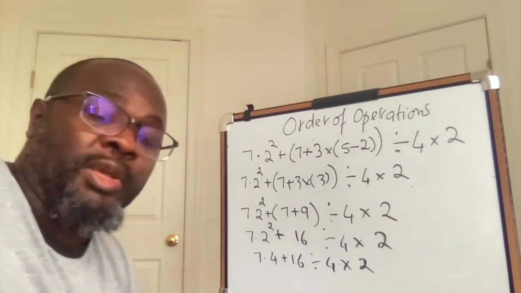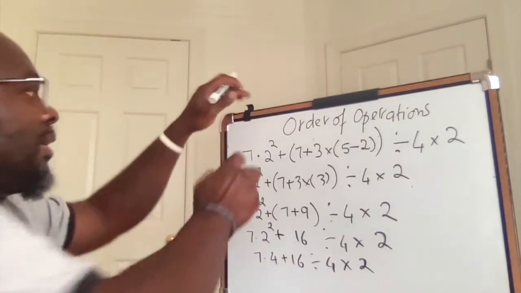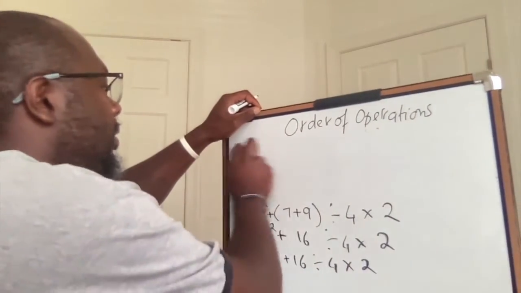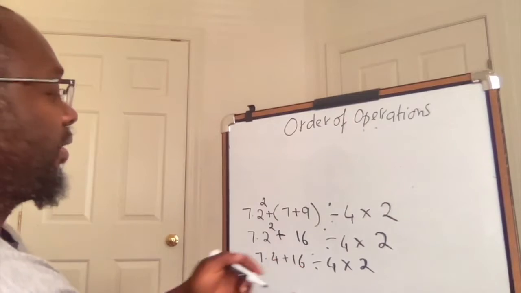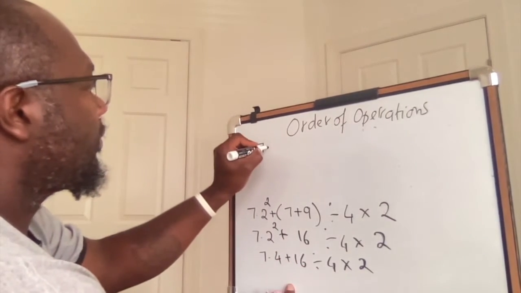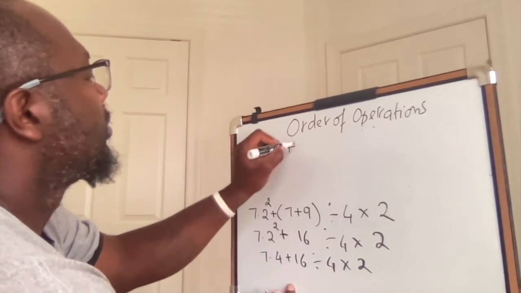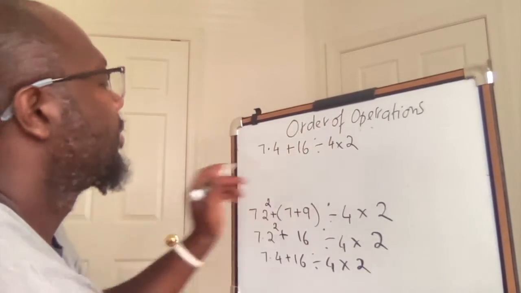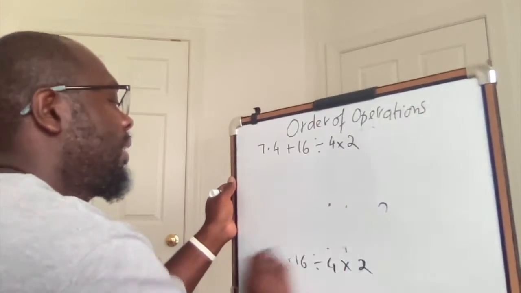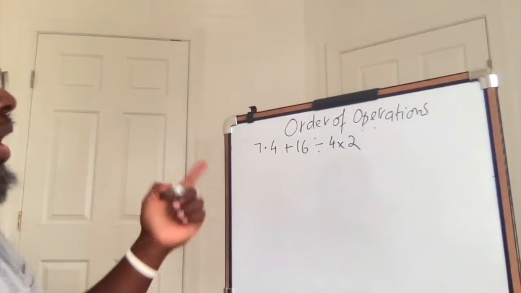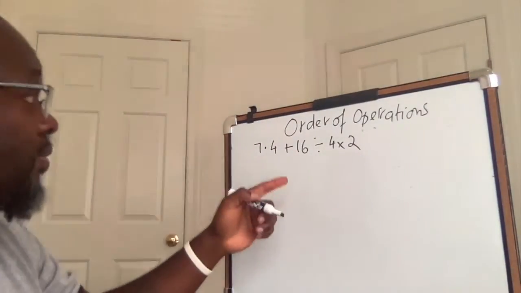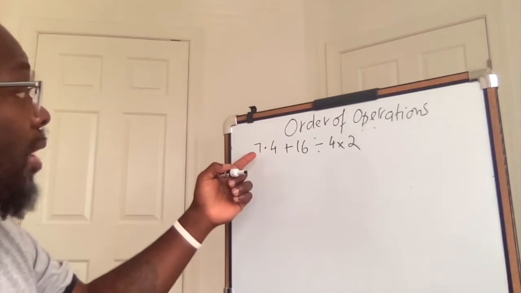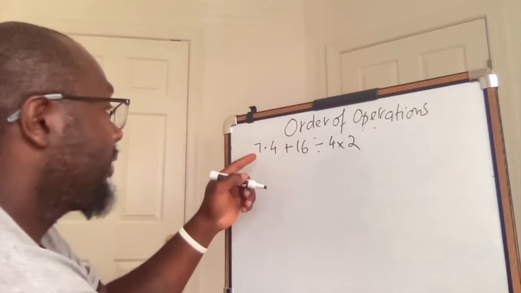Now for the sake of space, I'm going to erase a little bit at the top here, so we can have space and work on the top of the board. So I have 7 times 4 plus 16 divided by 4 times 2. Again, what do I do from here? We have multiplication, we have addition, we have division, and we have another multiplication. So I'm going to do my multiplication first here.